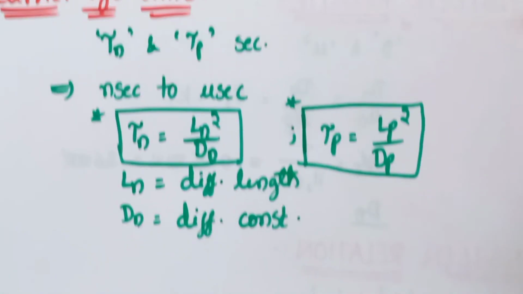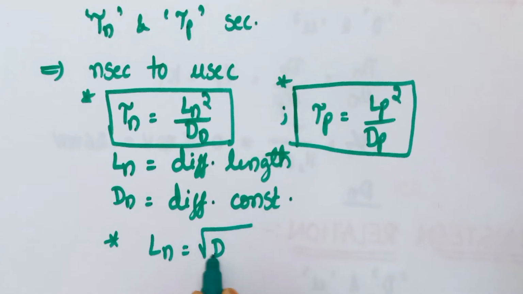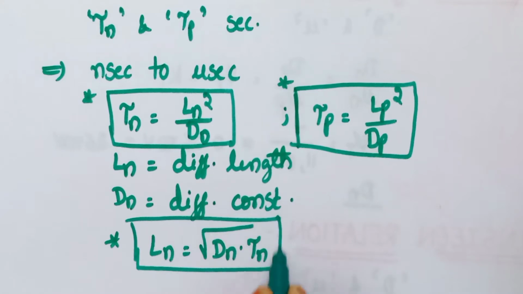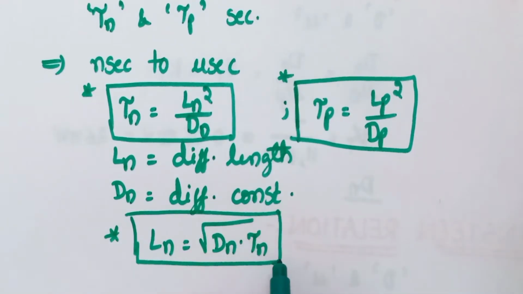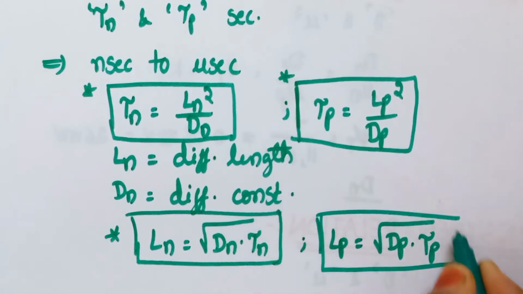From these we can write the diffusion length expression as Ln is equal to under root of Dn into tau n. Suppose in the problems they specify the diffusion constant and carrier lifetime and ask to find the diffusion length, then we can use this formula Ln is equal to under root of Dn into tau n. Similarly we can write the Lp expression also. So Lp is equal to under root of Dp into tau p. This is also very important to remember.